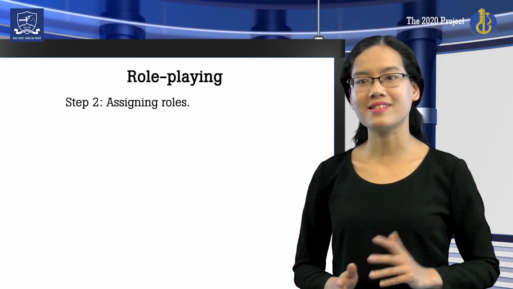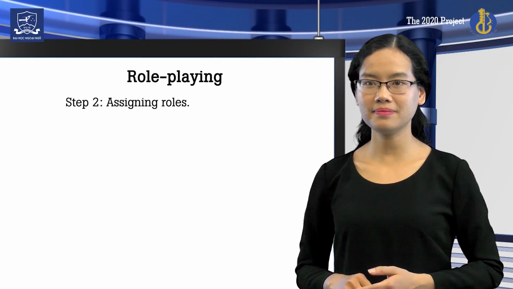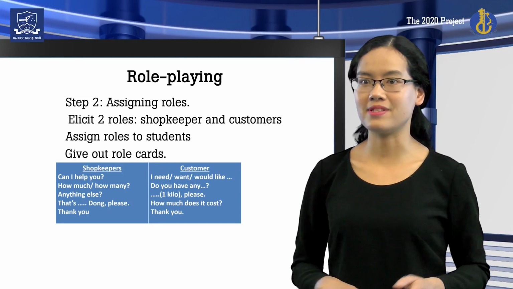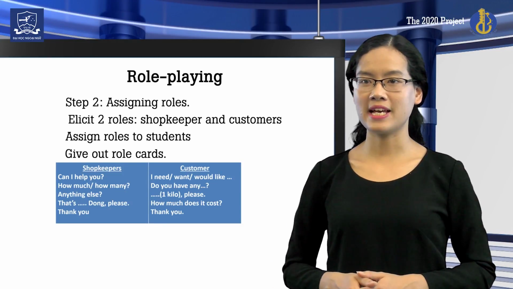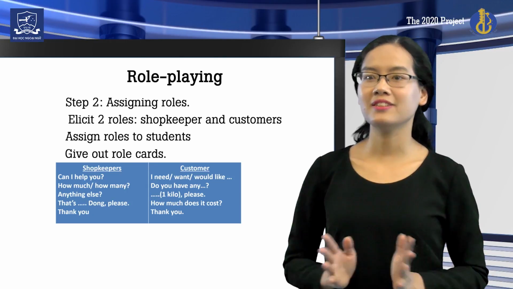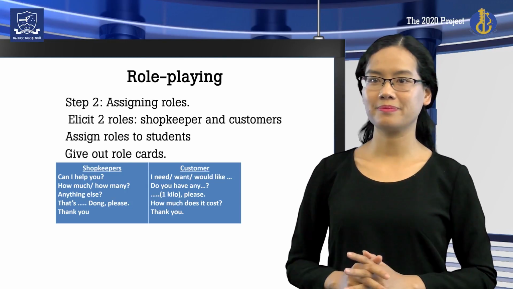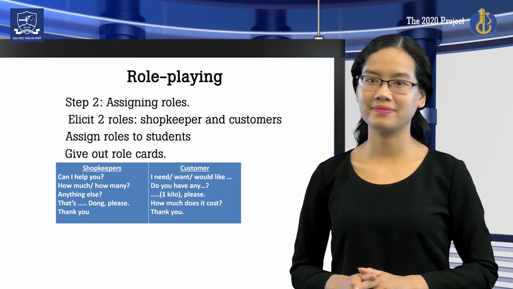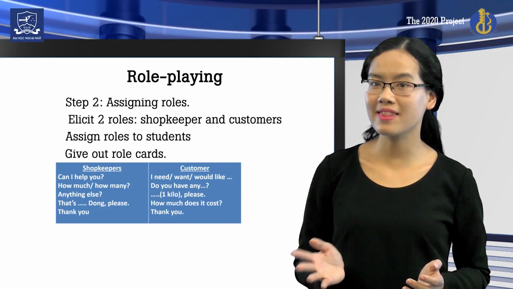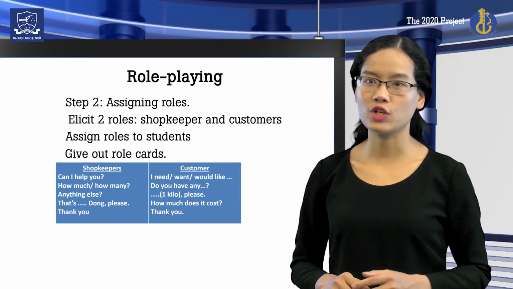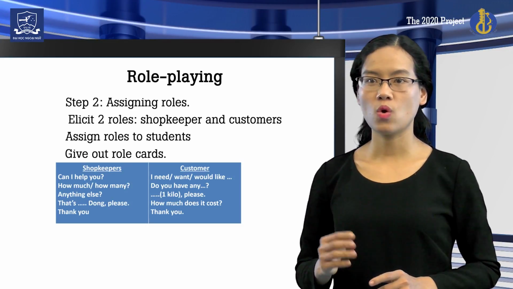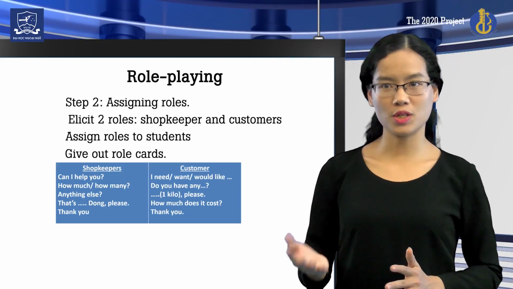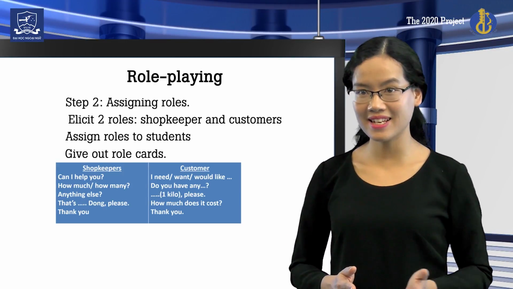Step 2. Assigning roles. Teacher elicits 2 roles of shopkeeper and customer by saying, "Imagine you are in a shop now. There are 2 important people in the shop. The person who sells things and the person who buys things. What do you call the person who sells? What do you call the person who buys things?"